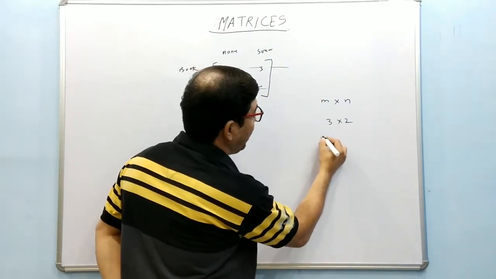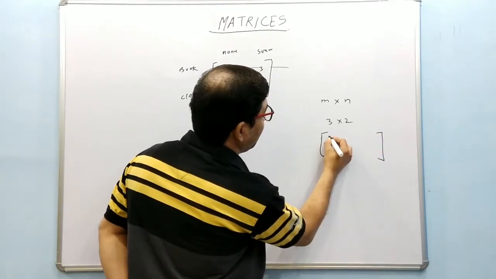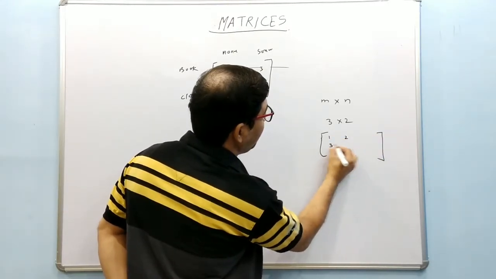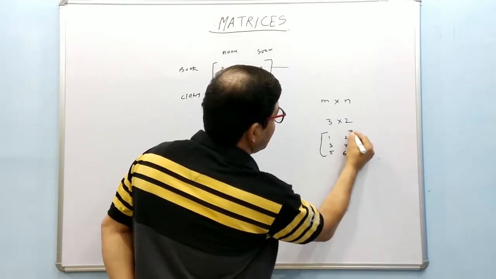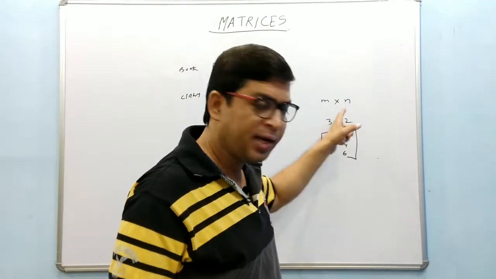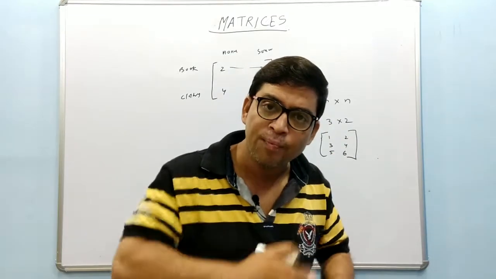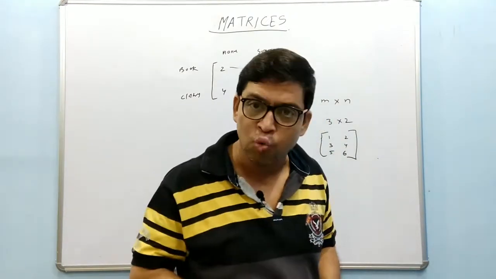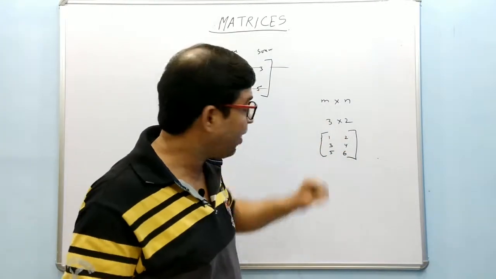If I write 3 into 2, this will be 1, 2, 3, 4, 5, 6, like that. So how many rows are here? 3. And how many columns are here? 1, 2. Vertical things are columns, horizontal things are rows. Be very clear. So matrices are to be identified like this.